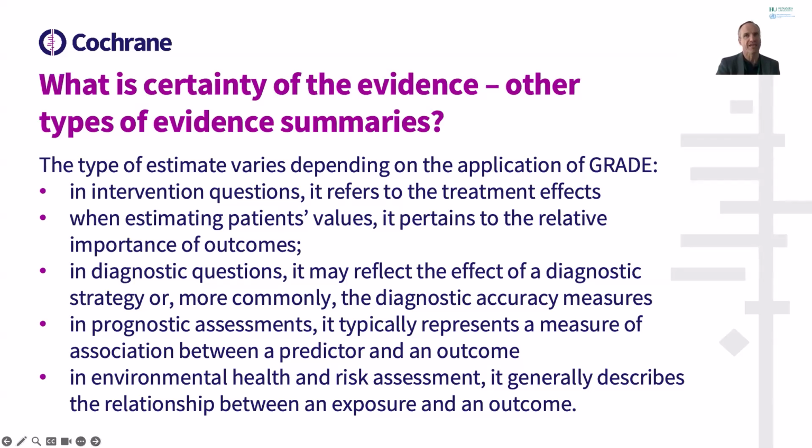So in intervention effects, of course, that certainty definition refers to treatment or intervention effects. But when we estimate patient values, it pertains to the actual relative importance of outcomes, typically expressed on a scale from 0 to 1. In diagnostic questions, it may reflect the effect of a diagnostic strategy, or more commonly, if test accuracy reviews are done, it refers to the diagnostic accuracy measure of a test. In prognostic reviews or prognostic assessment, it typically represents a measure of association between a predictor and an outcome. And in environmental health and risk assessment, it would describe the relationship between an exposure and an outcome. So the certainty definition and the way that we conceptualize certainty is relevant, but also tailored to the actual health question that we are asking.